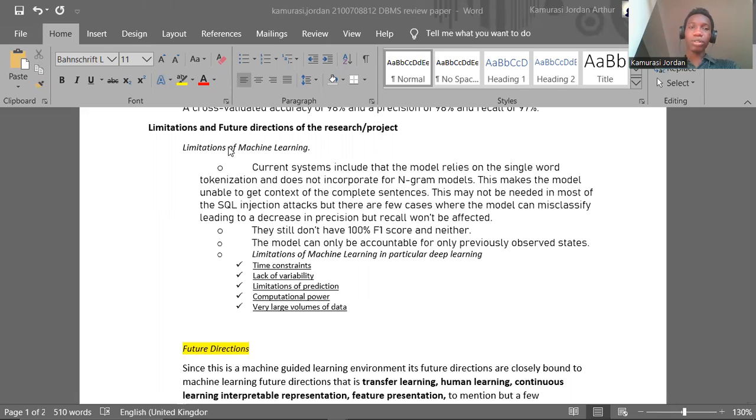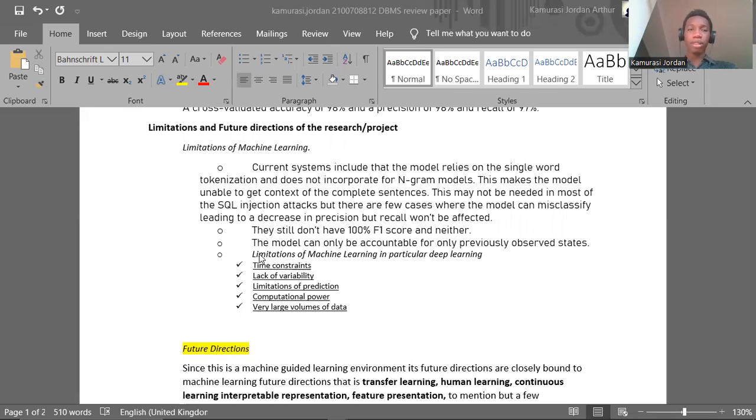So, limitations and future directions of the research project. Some of the limitations of the current system are machine learning limitations. Since it's using machine learning, the model will be interfacing with machine learning limitations, where one of them is time constraint, and also lack of prediction. In machine learning there's a lot of prediction, but now that prediction is on a small scale, like, yes, we're doing a lot of predictions, but still small according to what we could predict.